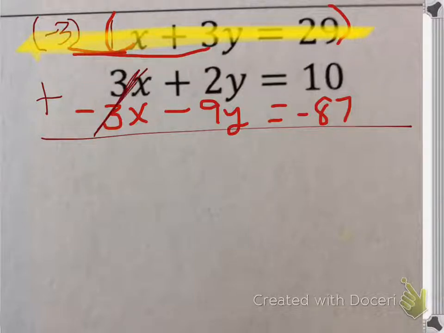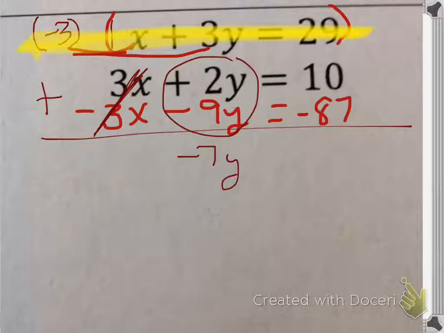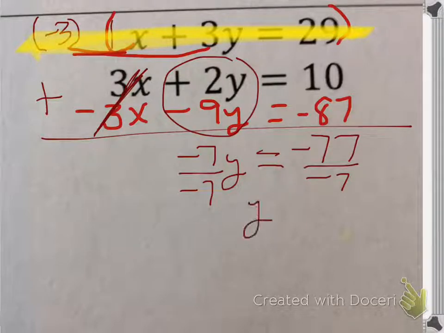So 3x and negative 3x, they cancel each other out. They're gone. Here, 2y minus 9y is a negative 7y. And then 10 and a negative 87 is a negative 77. Then I'm just going to finish solving this equation. So I'm going to divide both sides by a negative 7. And I get y equals 11.